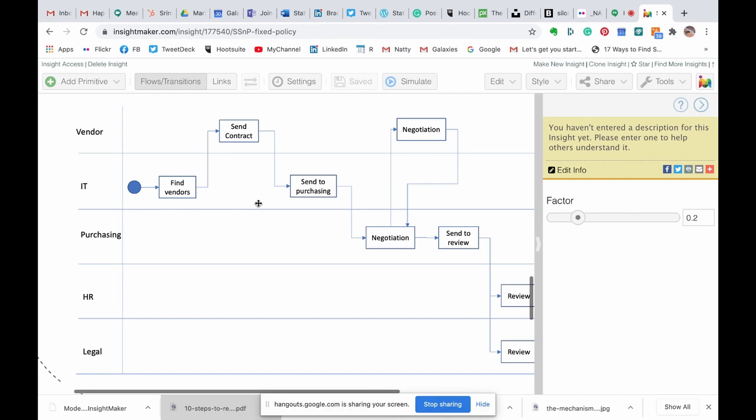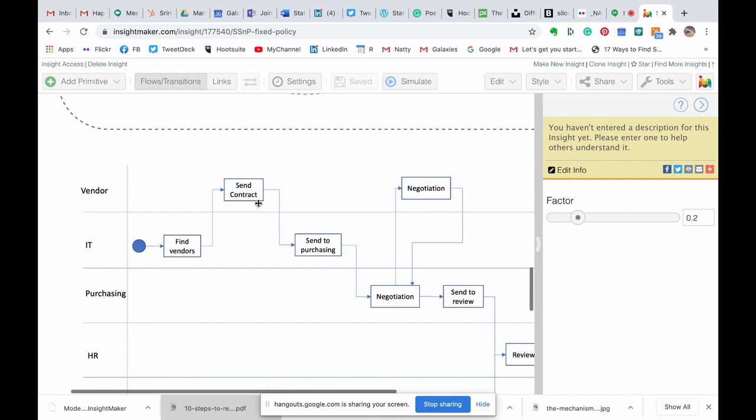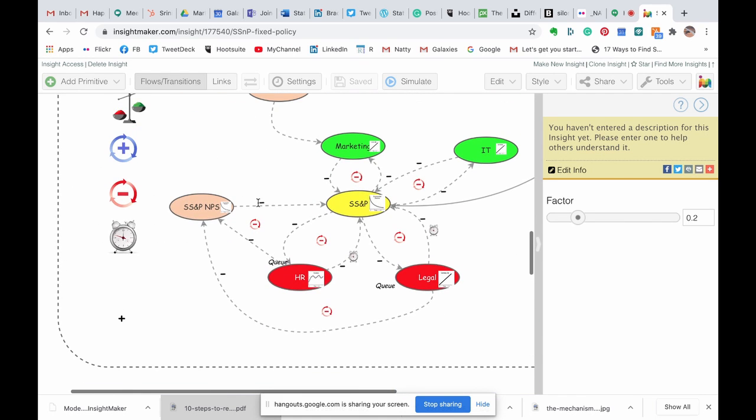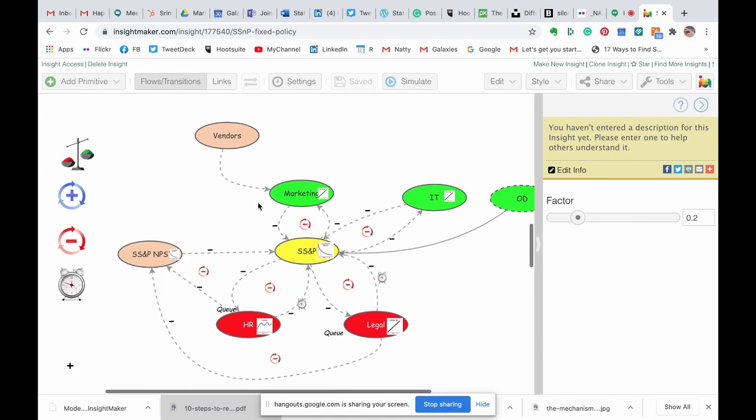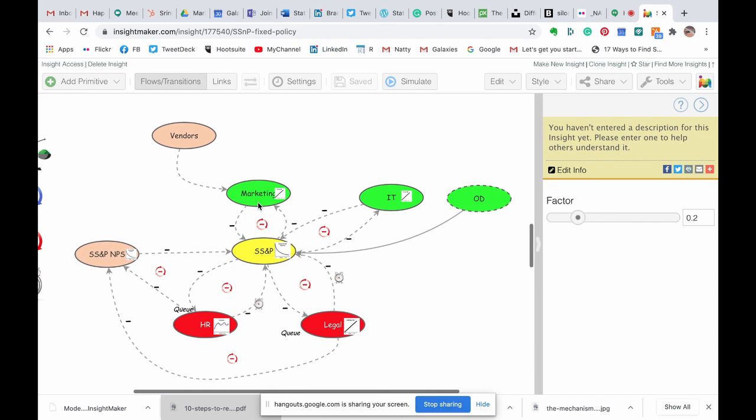So the first element is the causal diagram, as I mentioned before, and this is a very simple example of a causal diagram. What this causal diagram is doing is depicting a classical problem with purchasing, where purchasing is struggling to provide all the requested contracts by IT and marketing, especially when companies are going through transformation or major changes. What you see here is a linear approach that depicts more or less the same problem that we saw in the process, but in a completely different way.